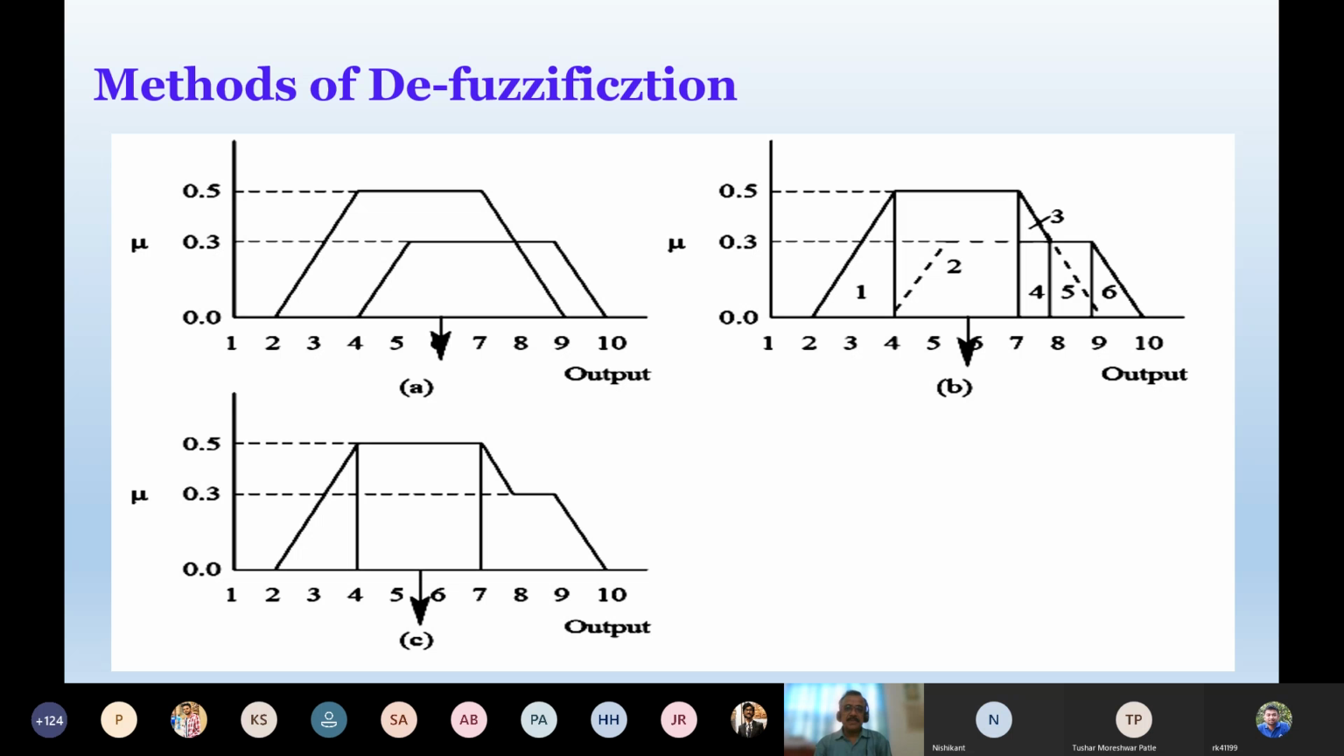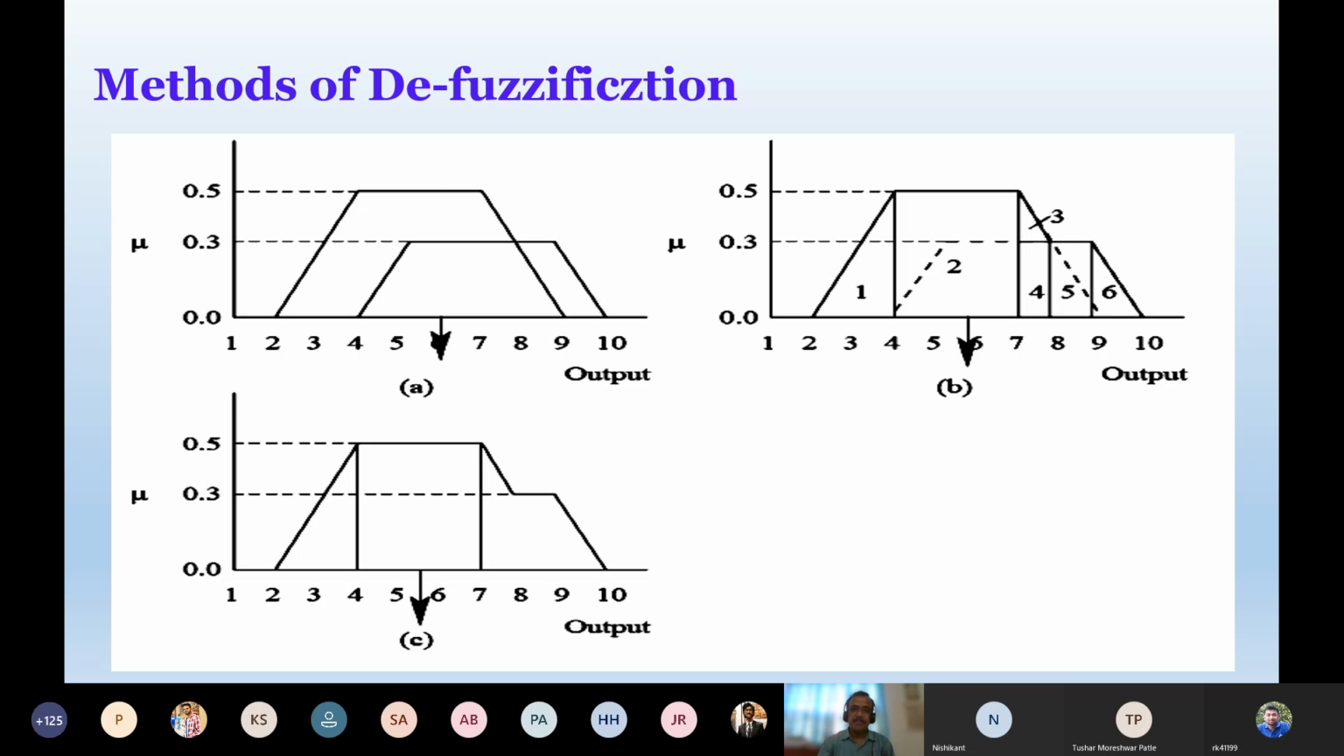Now to overcome this, we take the help of another method, and that method is known as the centroid method. I'm just going to discuss the centroid method, and all of you please concentrate on figure B. I'm going to consider the same truncated area corresponding to the output of the combined control action.